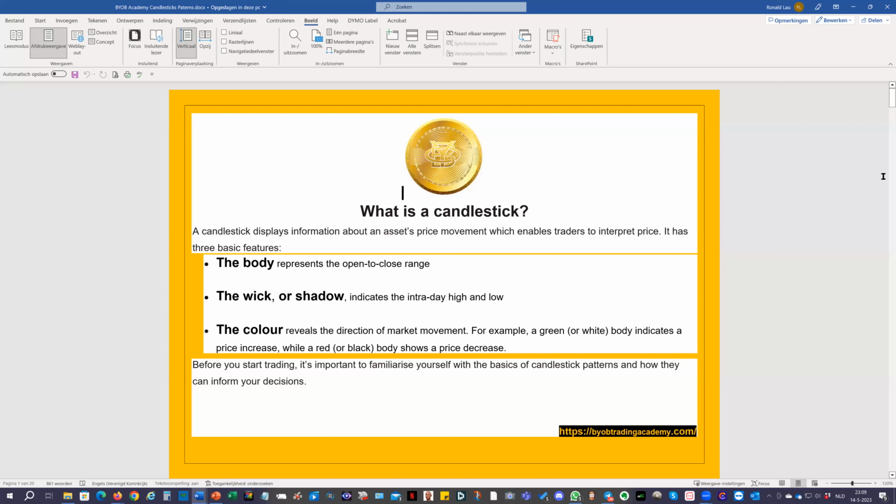Of course, you would have seen colors. Yes, we have colors, green, we see red, sometimes we see black, sometimes we see white, depending on where we are and what we're looking at. So the color reveals the direction of the market movement.